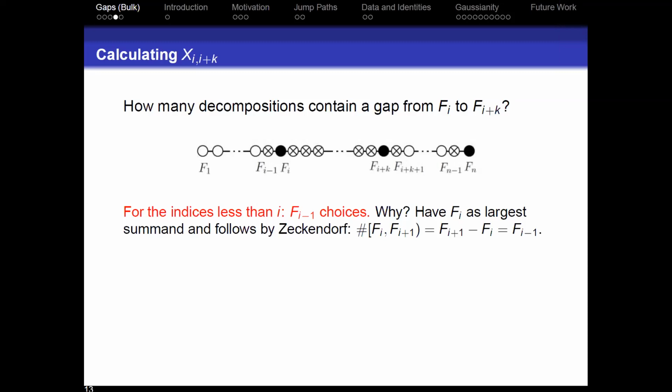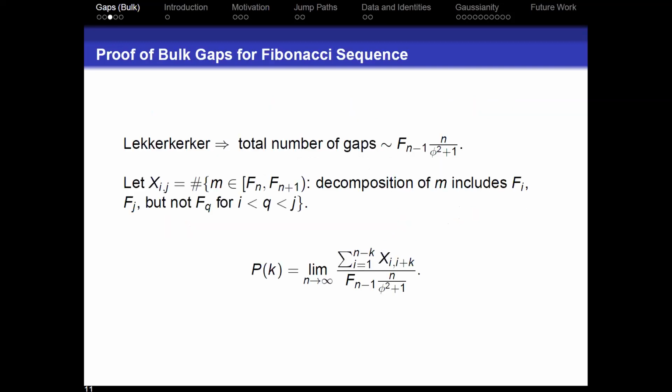Professor Miller, can you re-explain why we need to find the number of decompositions that contain the gap between Fi and Fi plus k? Is it working towards a bigger aim, or is it just a question we want to solve? Well, we're trying to calculate the probability of a gap of length k. To calculate that, we need to know how many numbers have a gap of length k.